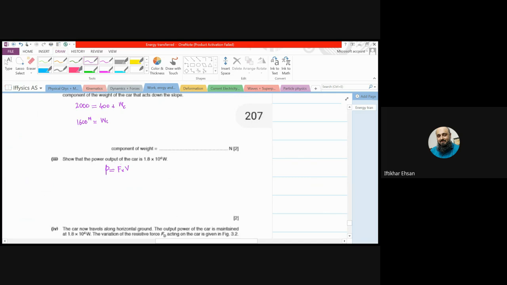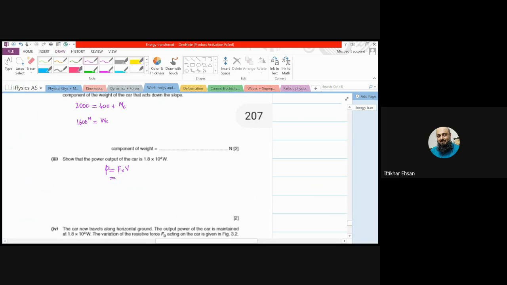As we want to find the power output of the car, it is this. So what would you say that the power output of the car is? We have to show it. What is the velocity?